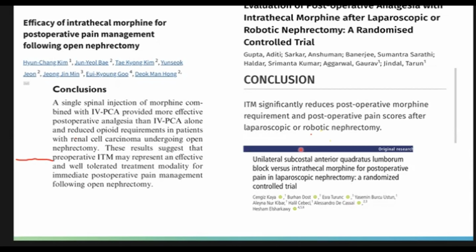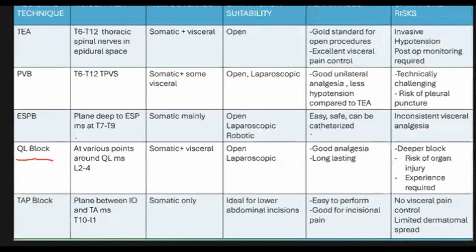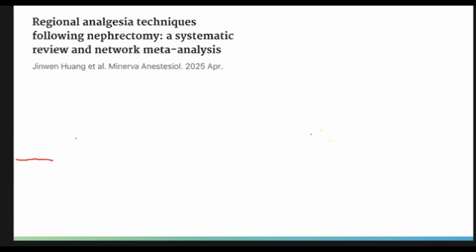Hetal sir, any question from your side? Just to add on, the newer thing that has come up with QL block is at the level of the superior arcuate ligament. Yes, sir. The last meta-analysis that you showed, that Minerva article. Yes, ma'am. That LSAL stood for the superior arcuate ligament block, it is called.